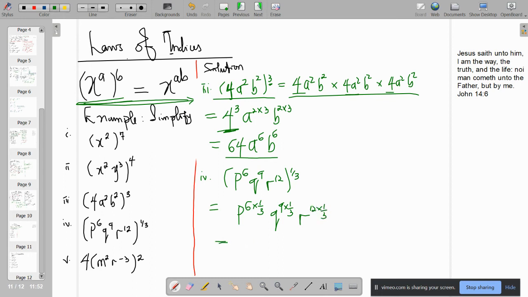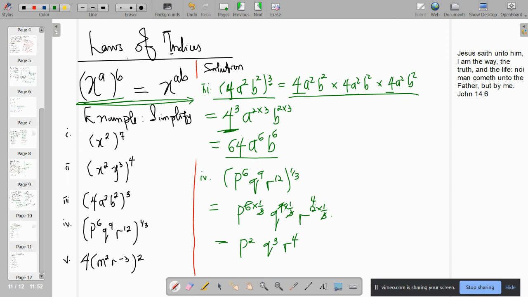We know from the knowledge of fractions that 3 cancels 3 here, we have 2. For q, 3 here, 1, 3 here, 3, we have 3. Then for r, 3 here, 1, 3 here, 4, we have r raised to power 4. So, that's that about that.